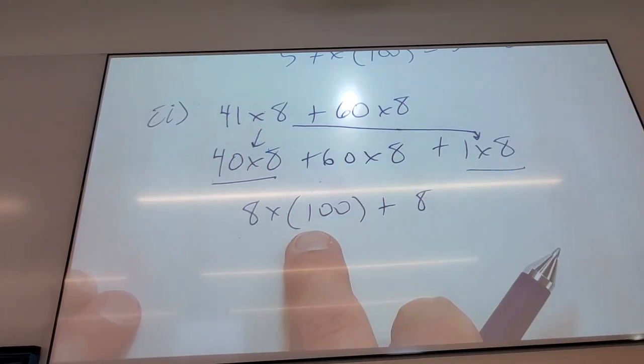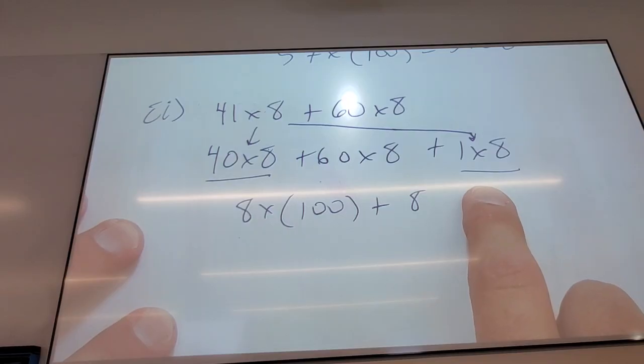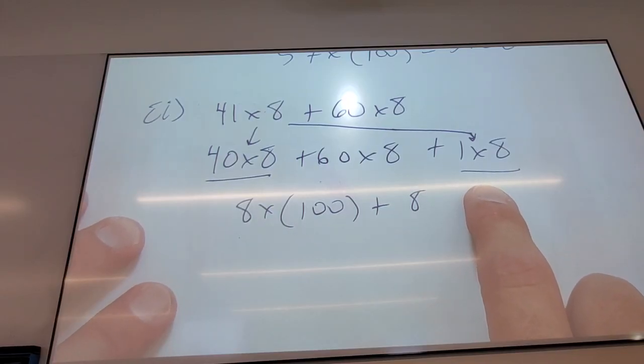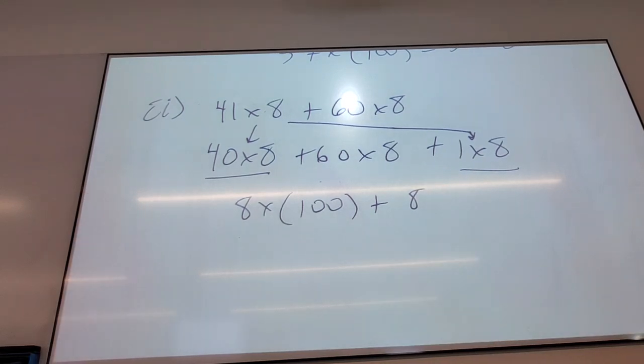Now, real quick. Some of you guys are screwing your faces up because you're like, I wouldn't have done it that way. Do you guys see what I did? 41 and 60 are not nice. I would rather have 40 and 60. So you can push the extra 8 on the side. Maybe. Okay.